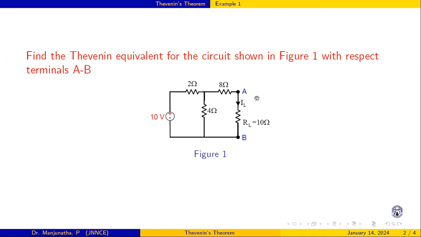This is one simple network. Here it is a 10 volt source and 2 ohm, 4 ohm, 8 ohm resistors. This is a load RL of 10 ohm. These are the two points A and B. For this network, find the Thevenin equivalent for the circuit shown in the figure with respect to terminals AB, and also determine the current through load RL.